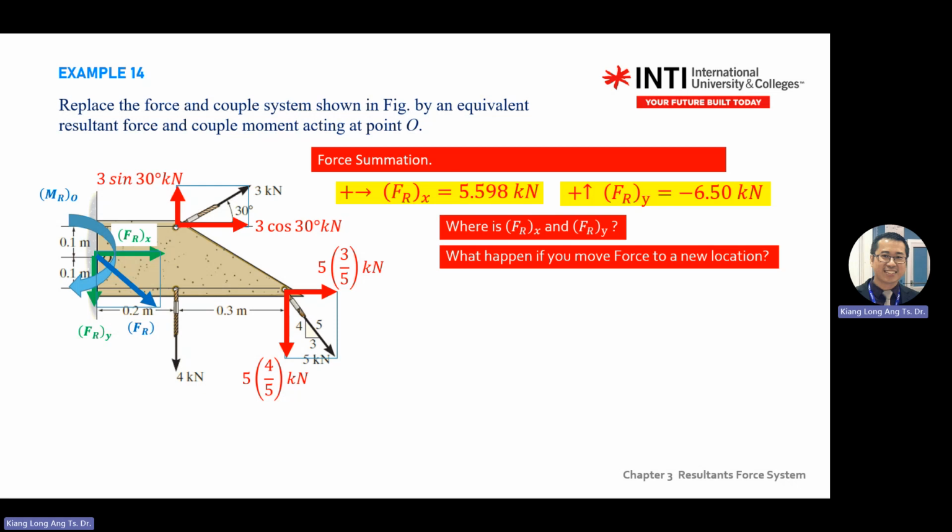So for example, 3 sine 30 kilonewton generates what kind of moment to point O? You multiply what? 3 sine 30 kilonewton multiply what distance?